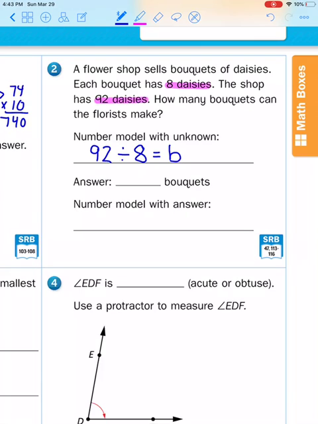Now you could solve this with partial quotient. You can draw a picture, but for the sake of time, I'm just going to solve it. He can make 11 bouquets, but he's going to have some left over because 92 is not a multiple of 8. So 92 divided by 8 will give you 11 with 4 daisies remaining.